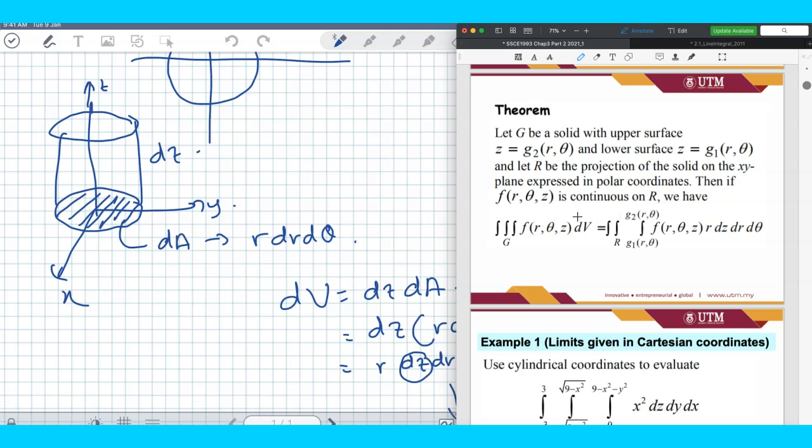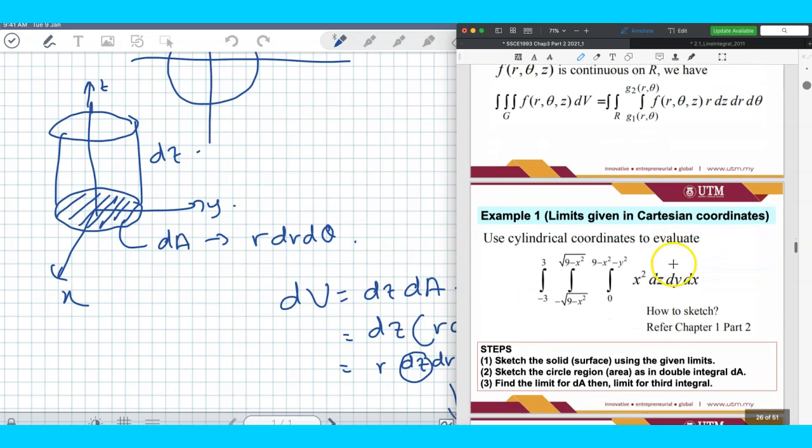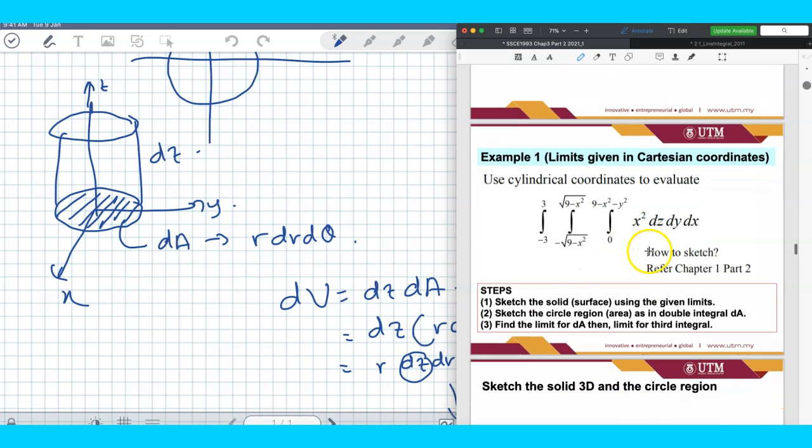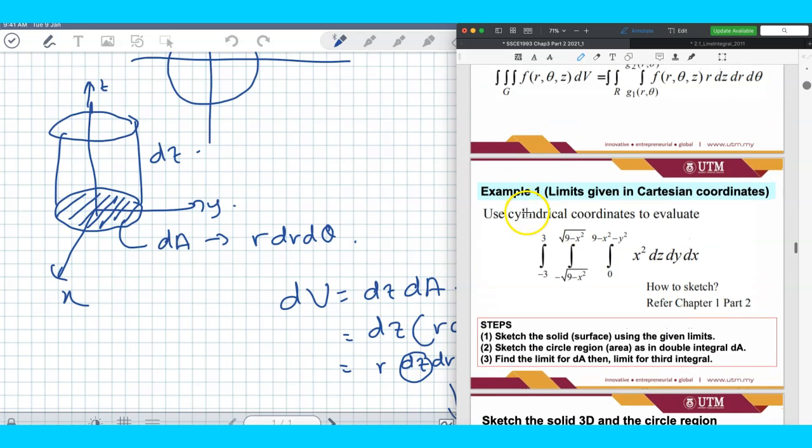So this one is how the cylindrical coordinate works in general, but here I don't want to explain in detail because I'm sure that you will just be blurred. You have no idea, right? So why don't we start with an example? I'll give you an example.